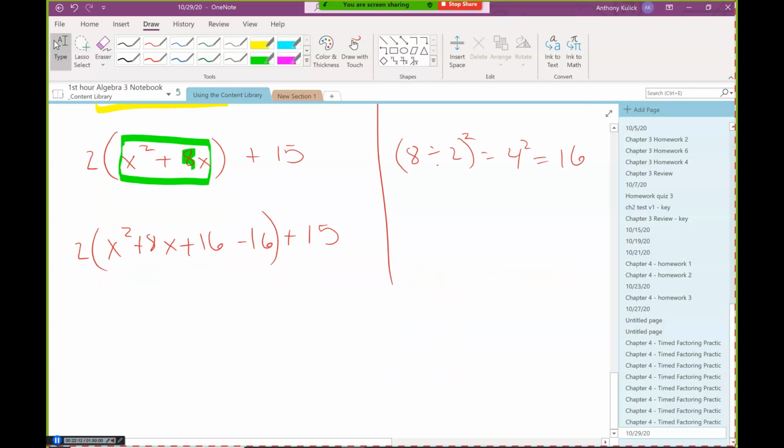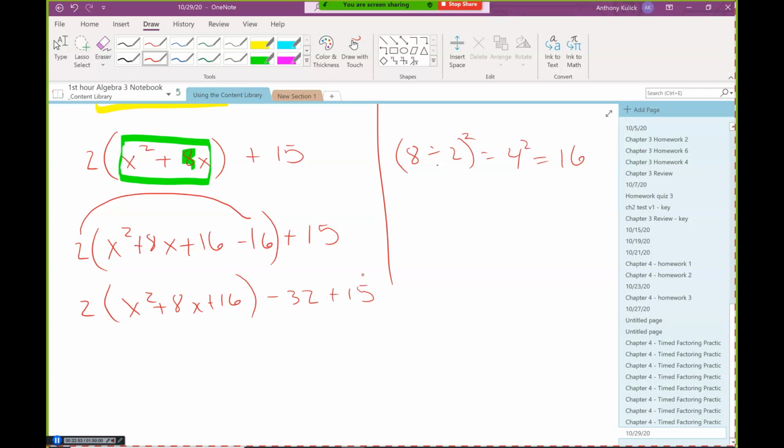Now we have a new issue, though, that we've created because of this. I need to ignore that negative 16, right? How am I going to ignore that negative 16? I need to get it out of those parentheses if I want to ignore it to do the factoring. So what I'm going to do is I'm just going to distribute the 2 only to the negative 16. That kicks the negative 16 out of that set of parentheses. Is everybody okay with that reasoning?